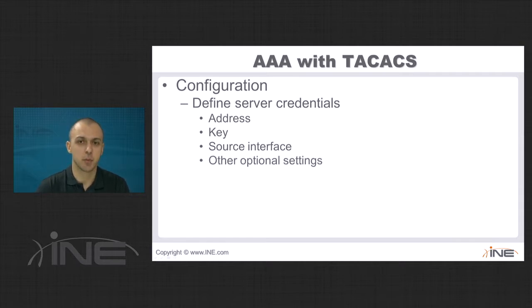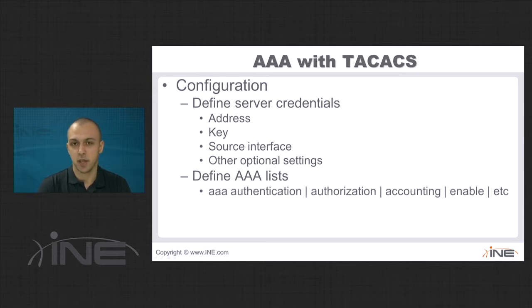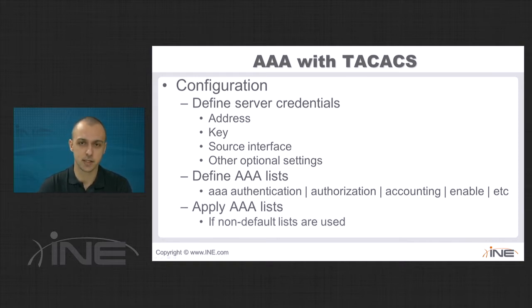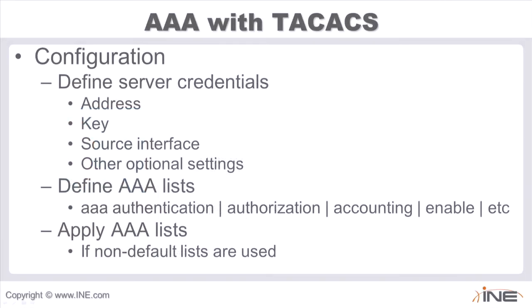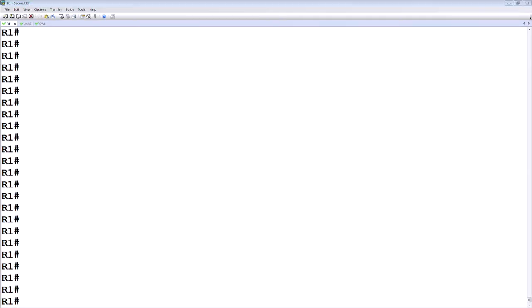We also have some other optional settings, as we're going to see when we define it on the ACS side, like something called a single connection. Then we will need to define the AAA lists, which means defining how the authentication, the authorization, and the accounting would work. And based on the configuration of the AAA lists, if we don't use a default list, then we need to apply the custom list in order to make it work.